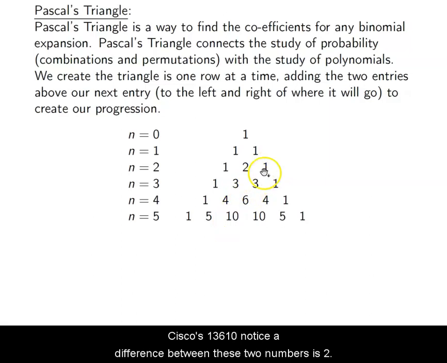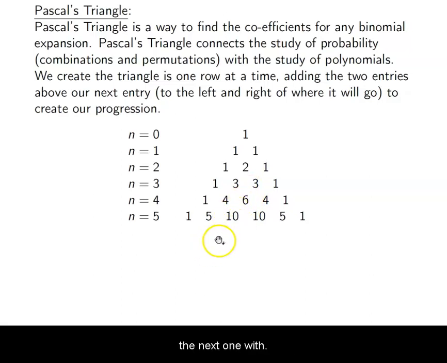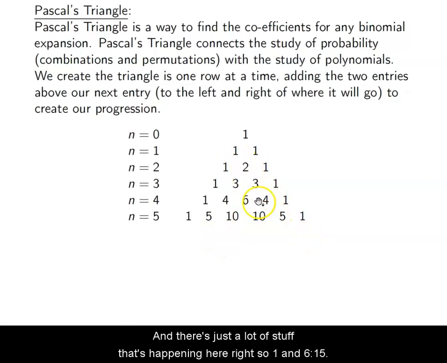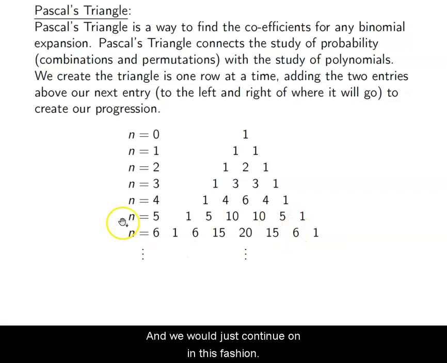Notice the difference between these two numbers is 2. The difference between these two numbers is 3. The difference between these two numbers is 4. The difference between the next one would be 5. And there's just a lot of stuff that's happening here, right? So 1, then 6, 15, 20, 15, 6, and another 1. And we would just continue on in this fashion, literally forever, okay?